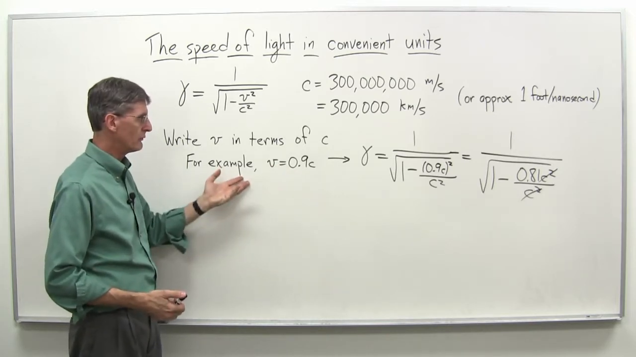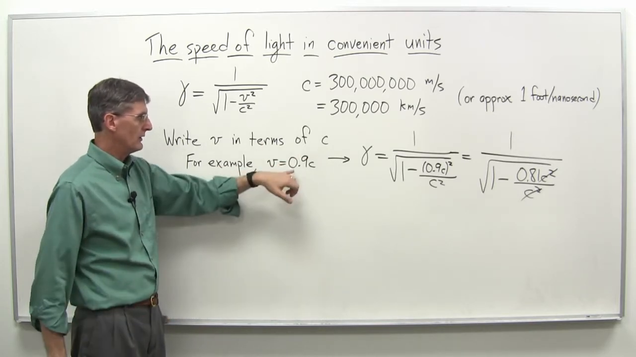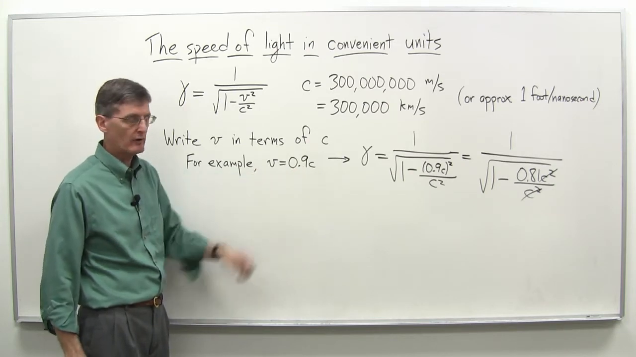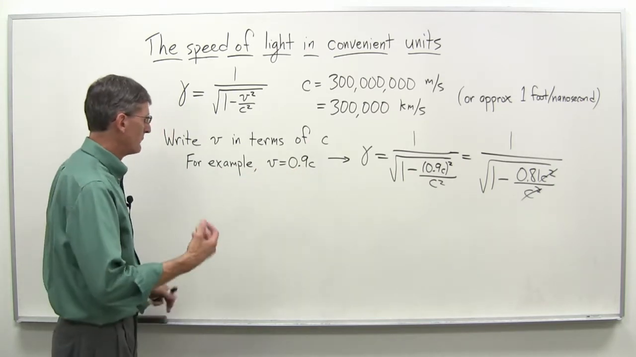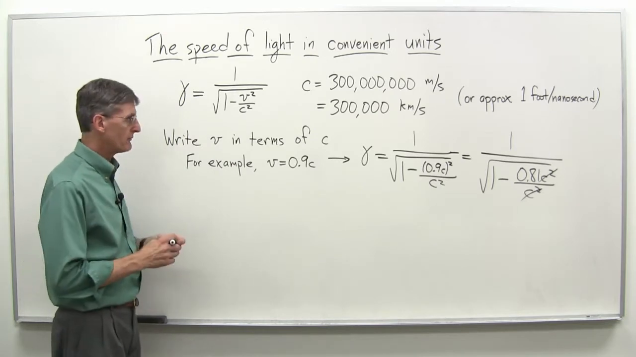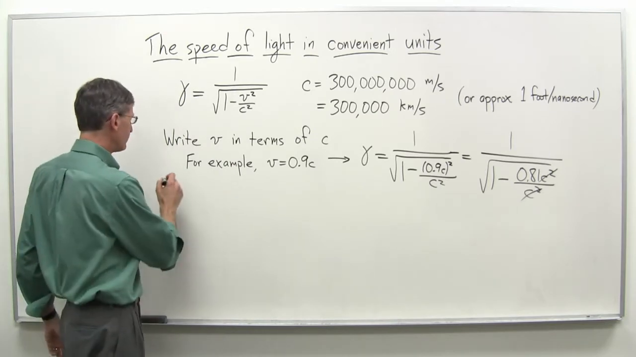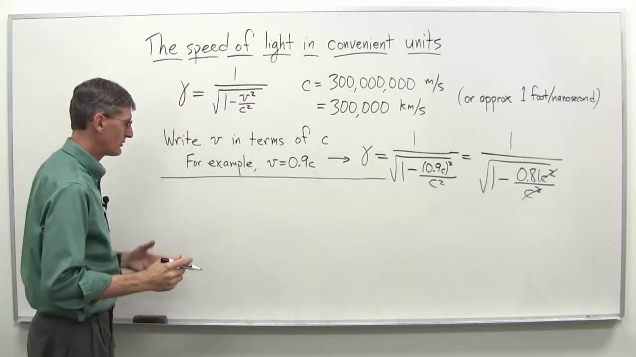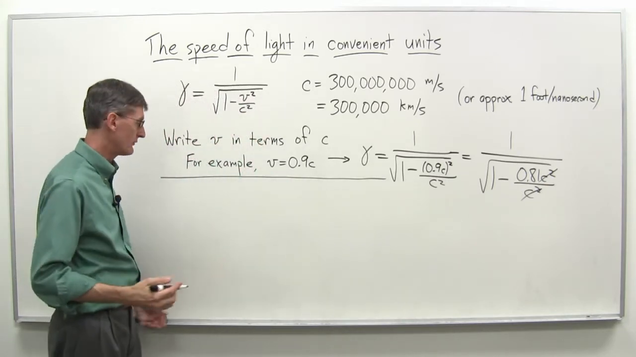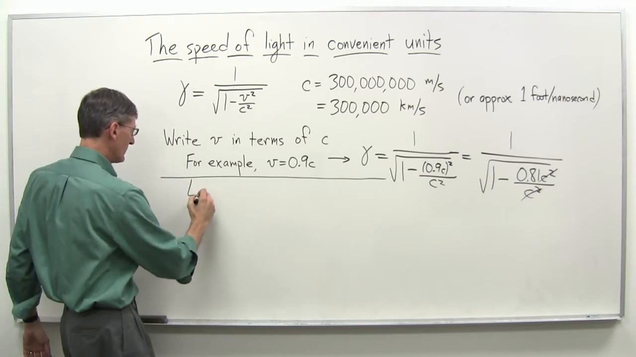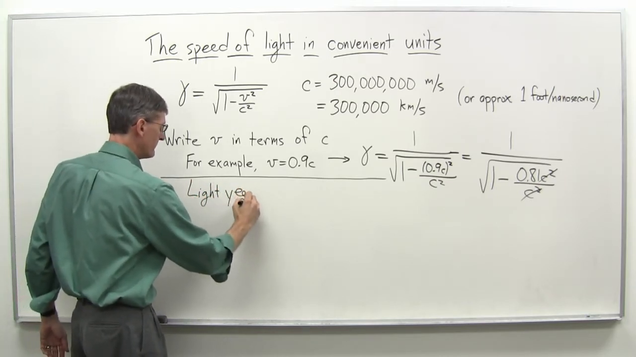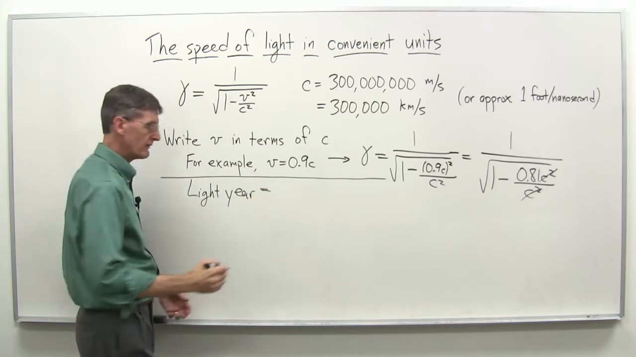So often we'll have problems, or you may see problems, with v as a certain percentage fraction of the speed of light. But there's another measure that's useful to know about as well that makes our life easier, especially in terms of astronomical distances, and that is the light year, which you may have heard about. So the light year is the distance light travels in 1 year.